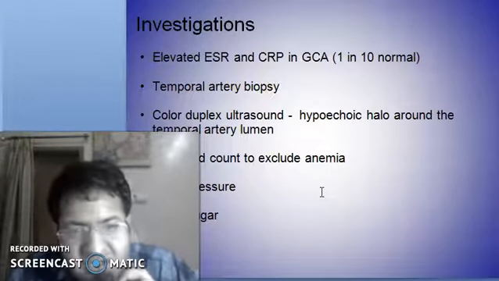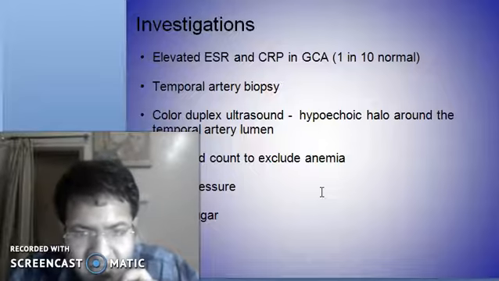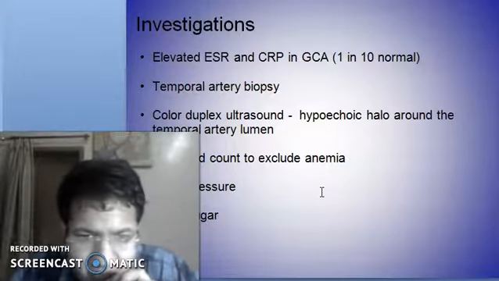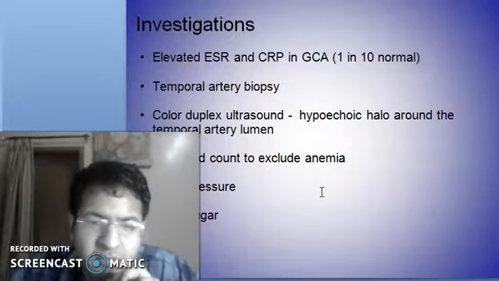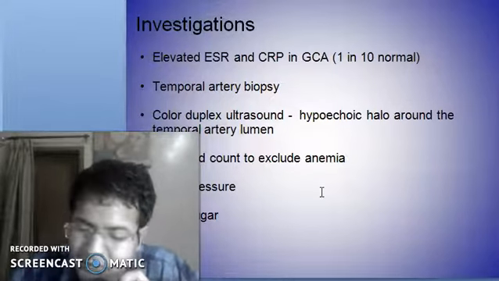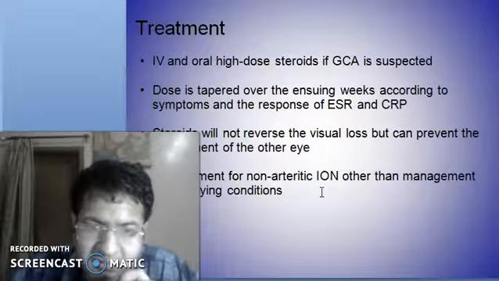The other investigation that can be done is the color duplex ultrasound, in which a hypoechoic halo can be seen around the temporal artery lumen, and the full blood count has to be done to exclude any anemia, and blood pressure and blood sugar levels have to be seen.